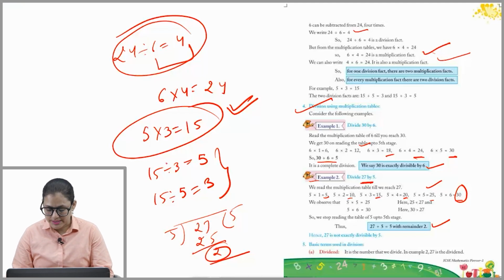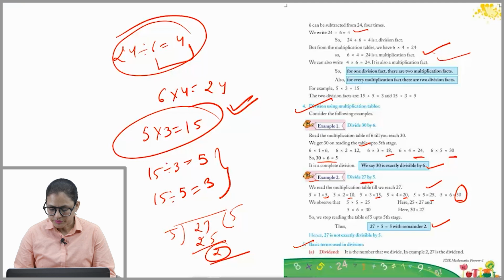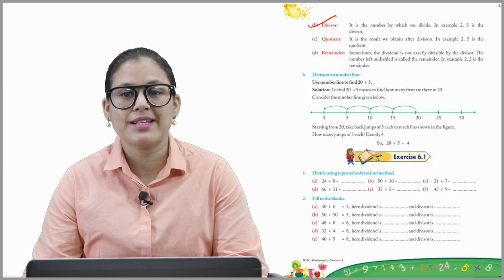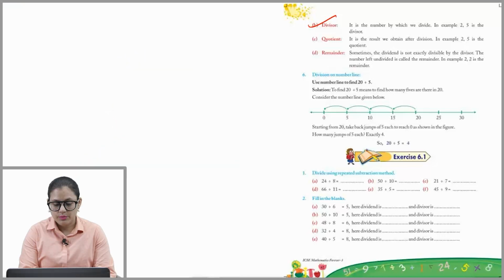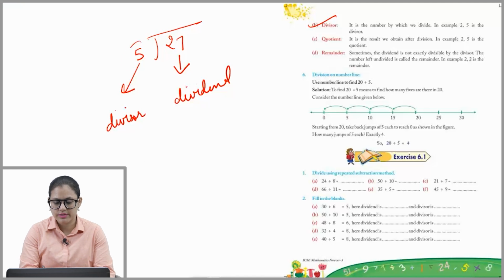Okay. Next, basic terms used in division. Number 1, dividend. It is the number that we divide. In example 2, 27 is the dividend. For example, see, we are here dividing 27, so this is the dividend. Okay. Number 2, divisor. It is the number by which we divide. In example 2, 5 is the divisor. Okay. See, we were dividing 27 by 5. 27 is the dividend, the number which we divide, and the number which divides, that is the divisor. Okay. So 5 is the divisor.